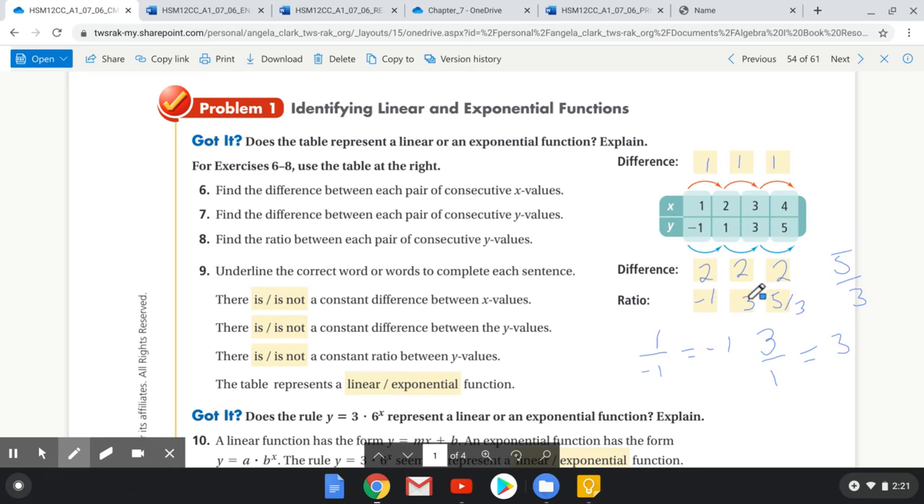So if I had done all that and these had been the same, then this would have represented an exponential function. But because these are different, but these are the same, it's a linear function. So that's the difference. That's what we're checking here. If we're adding the same amount each time, then it's linear. If we're multiplying by the same amount each time, then it's exponential. So that's what we're going to be checking each time when we're looking at a table and trying to see if it represents a linear or an exponential function.